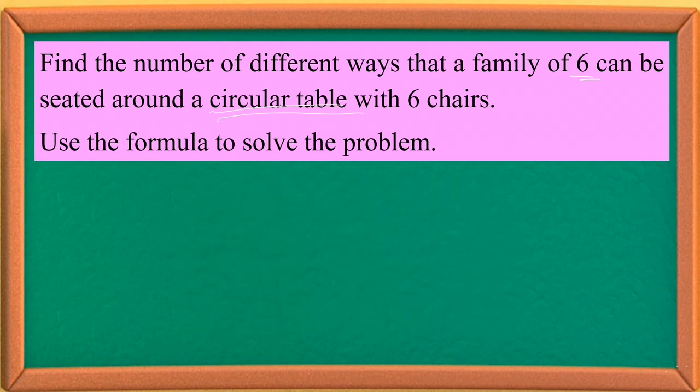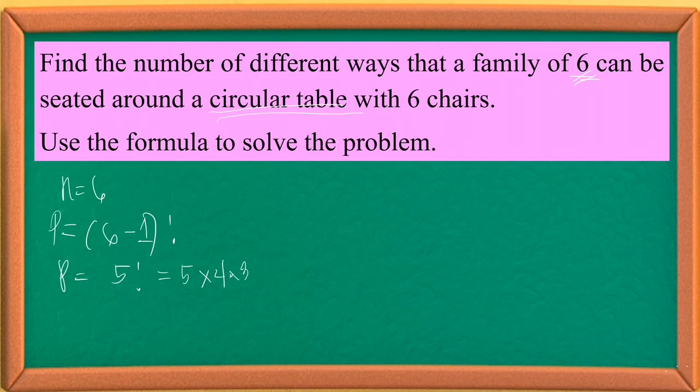To solve this problem, you have to identify or determine the value of n. So n here is equal to 6 since there are 6 members in the family, or you are going to arrange 6 people in a circular table. So by substitution, P is equal to 6 minus 1 factorial. And 6 minus 1 is equal to 5. So this is 5 factorial. And 5 factorial is 5 times 4 times 3 times 2 times 1. So 5 factorial is equal to 120.